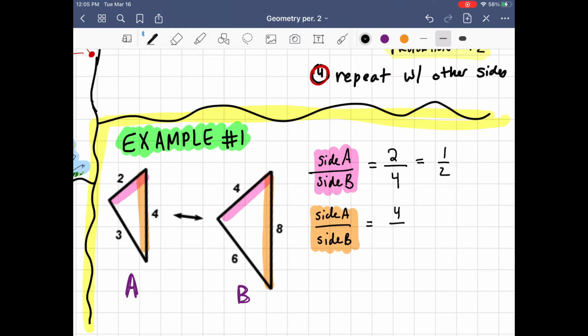And that's going to equal 4 over 8. Reduce that, and we get 1/2 again. That's good. We're wanting to get the same proportions. That's the goal here, to prove similarity.